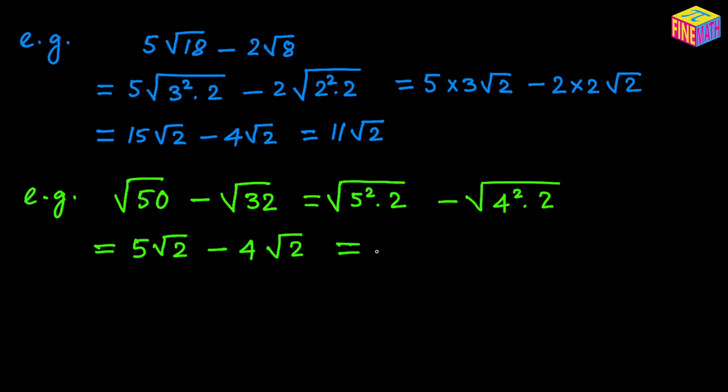In fact, you can solve it like this. You can say, okay, let's take square root of 2 as a common factor, then we are left with 5 minus 4. You can think of it like this also. So this is becoming square root of 2 times 1, and that is actually square root of 2.